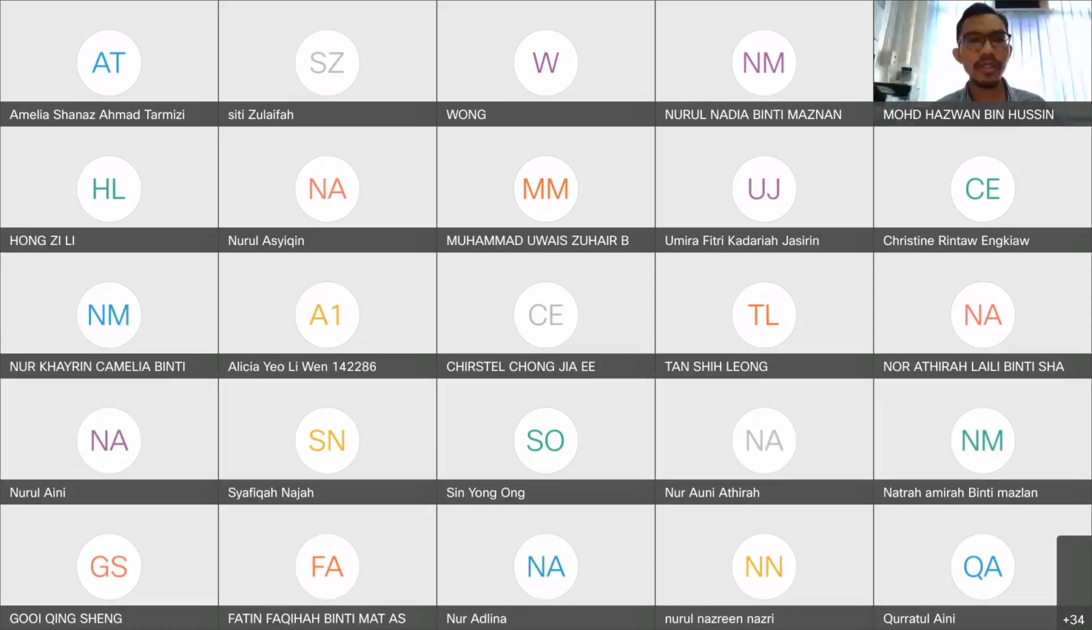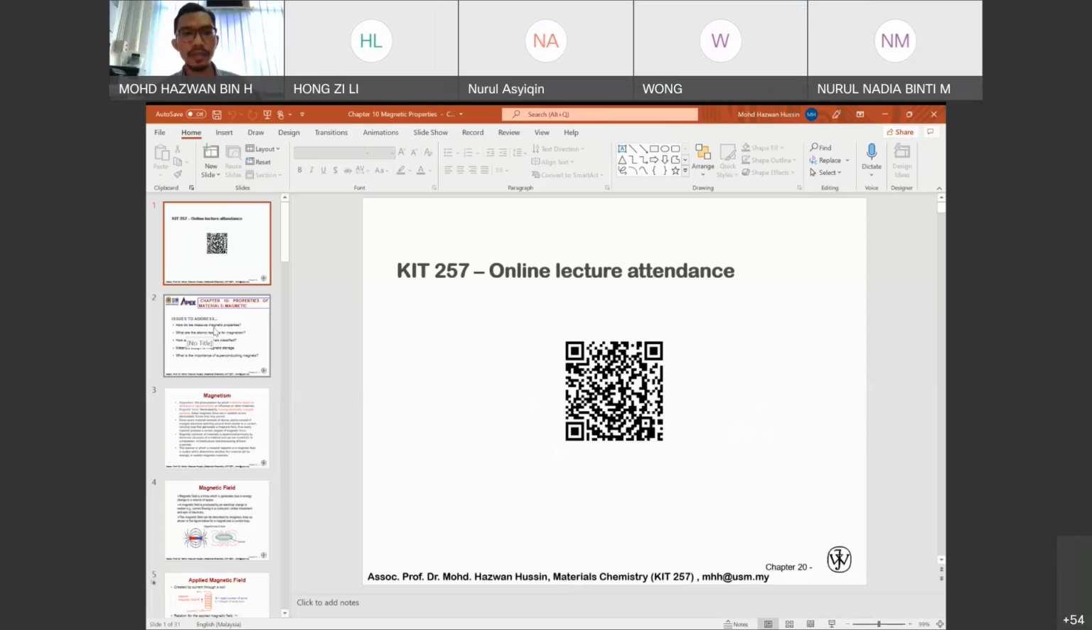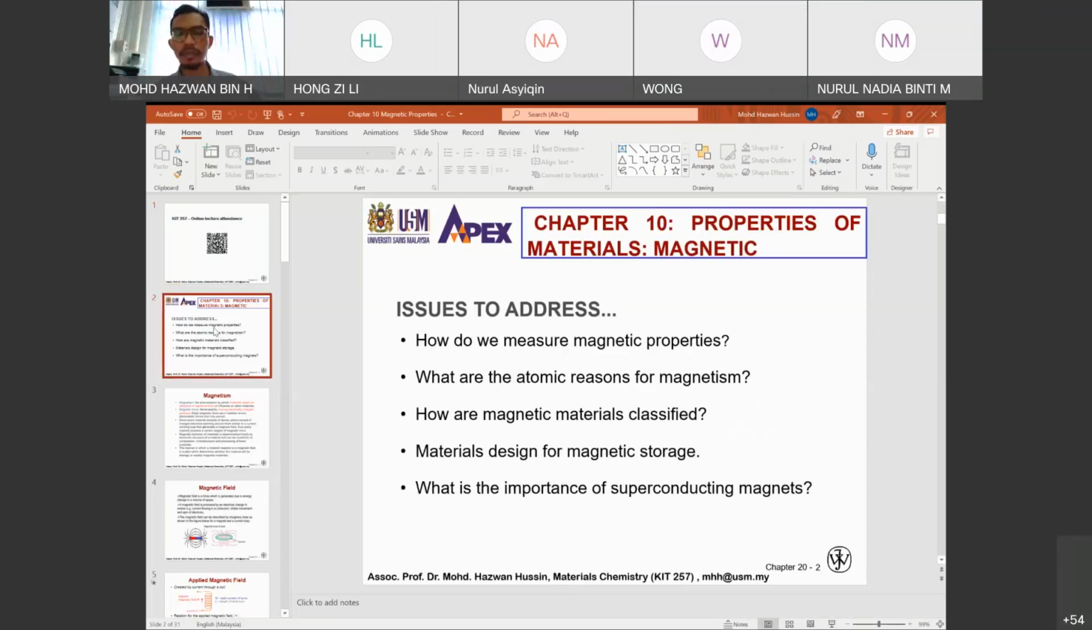Today we are going to continue with the following chapter, which is on magnetic properties. Some of the materials produced in the material industry can actually exist as magnetic materials. So in this chapter we are going to measure the magnetic properties.